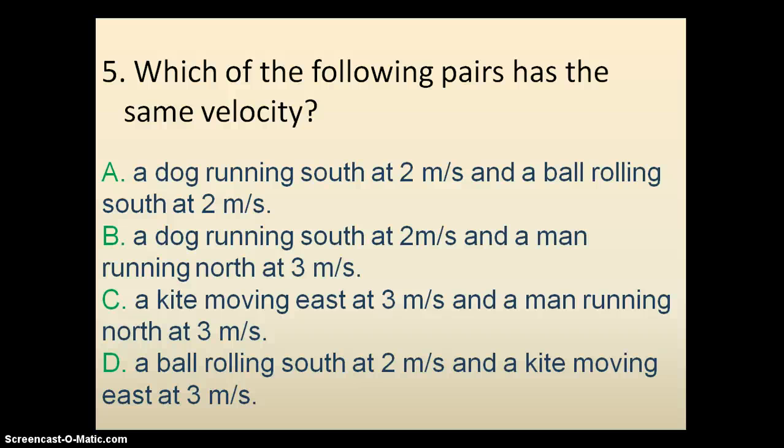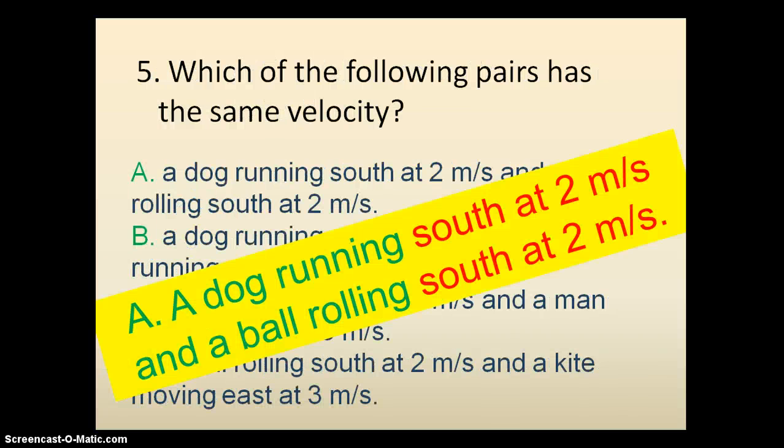We'll pause this right now for you to do that first. You can check your answer later. The only one that had both velocities that were the same were the ones where both direction and speed are the same. So the answer would be A.